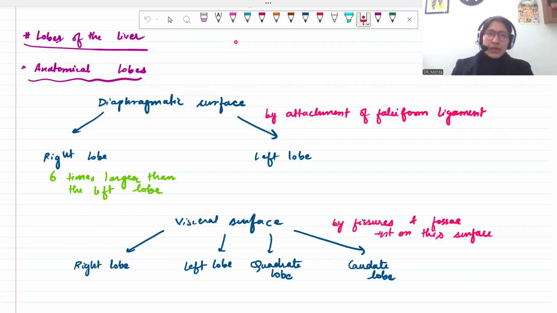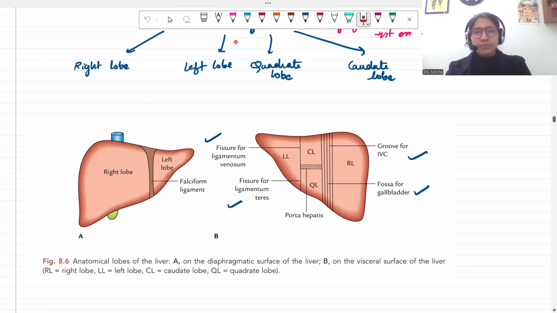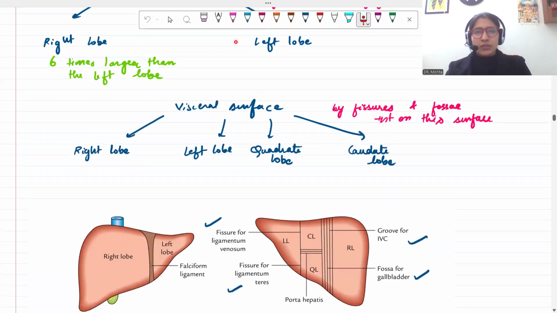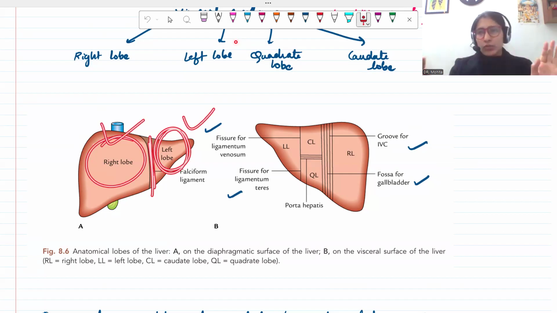Fine. So anatomical lobes को divide करने के लिए we have a line of demarcation. That line of demarcation is simple, that is divided by falciform ligament on the diaphragmatic surface. So अगर हम anteriorly या फिर superiorly भी देख रहे हैं, falciform ligament superiorly भी present है, anteriorly भी present. So simply falciform ligament on the left side we have left lobe, on the right side we have right lobe, that's it.